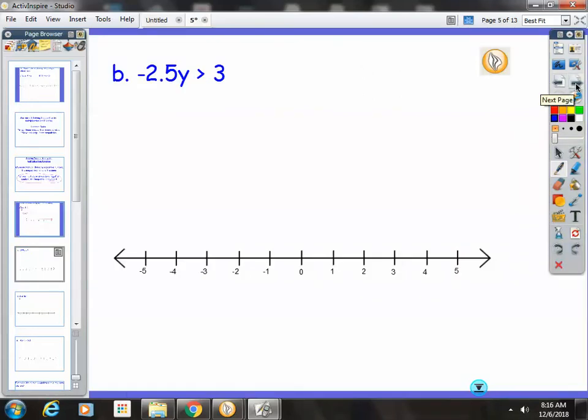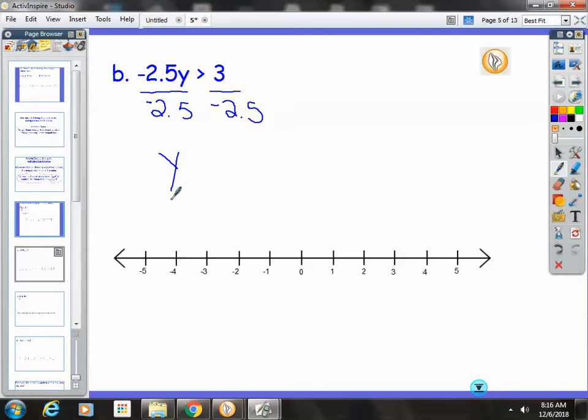How about this one? Negative 2.5y is greater than 3. If I want to get y by itself, what would I do first? Divide by negative 2.5. Now, this is one of those special cases. I'm dividing by a negative number. What did we just learn is going to happen to our inequality symbol?